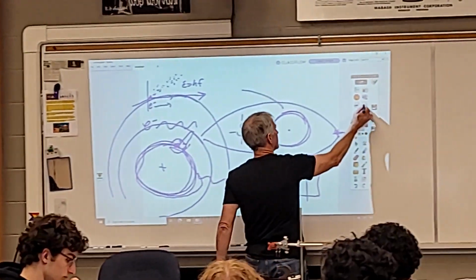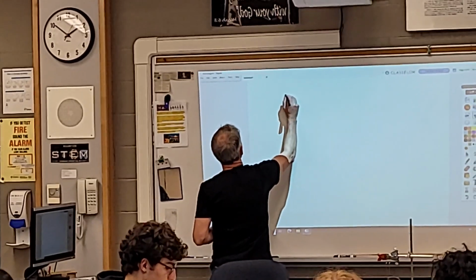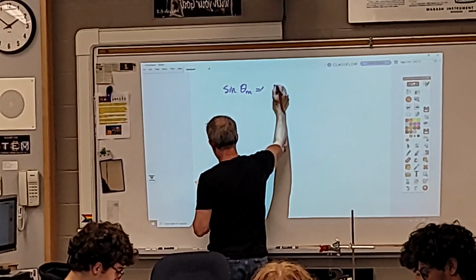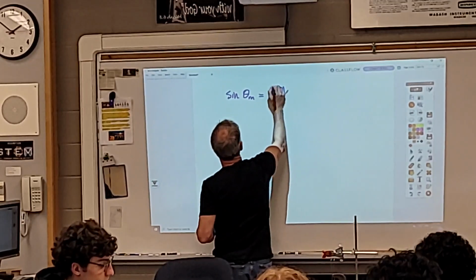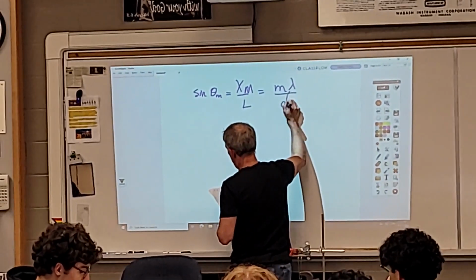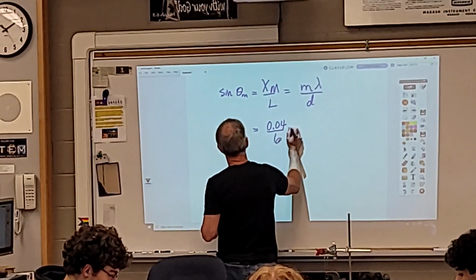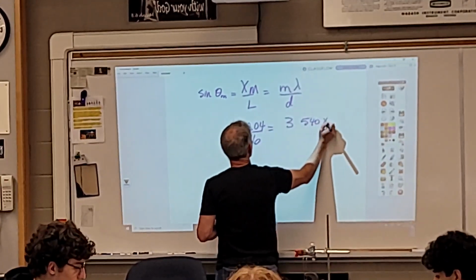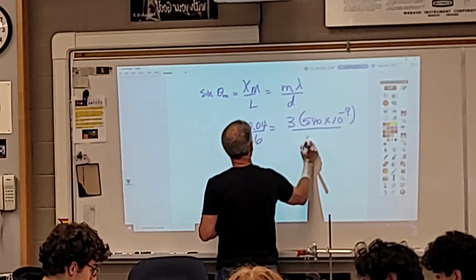The short answers look like this. In the first one, you're trying to find the angle and the slit separation. X, M over L, whole waves. We are talking about bright spots. It occurs at 4 centimeters. You're 6 meters away. You're at the 3rd bright spot. The wavelength is 540 times 10 to the minus 9. D is what we're looking for.